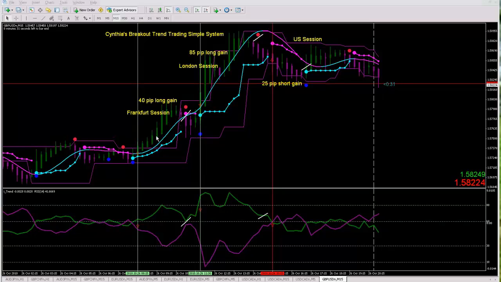If you watch the pound in the Frankfurt session, sometimes you can get some good pips out of it if you want to trade early before bed and after dinner. So this is how American traders or Europeans can trade using the Breakout Trend Trading Simple System.